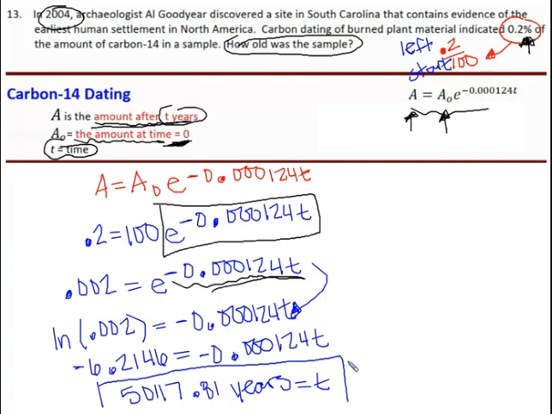So carbon dating gives us a way to date ancient items based on the amount of carbon they have in the sample. Hopefully we're doing pretty well with these word problems. It's just using a formula and then our math skills to help us answer the question.